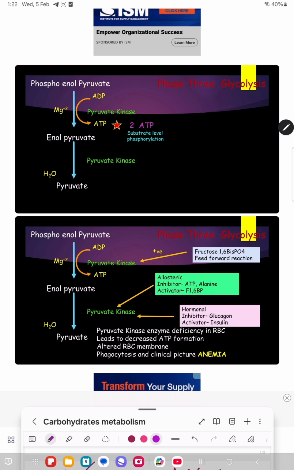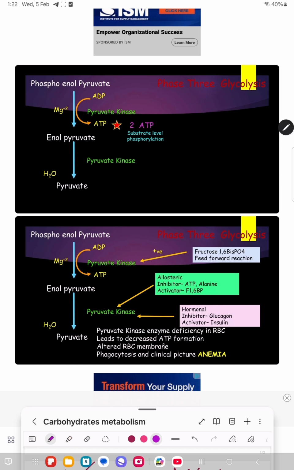What does this mean? Glucagon and insulin: when there is an increased level of glucose, the insulin will be activated, and when there is a decreased level of glucose, glucagon will be activated, okay. I hope you understand what I'm trying to let you understand.